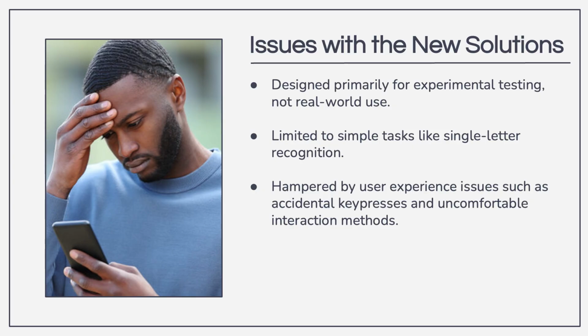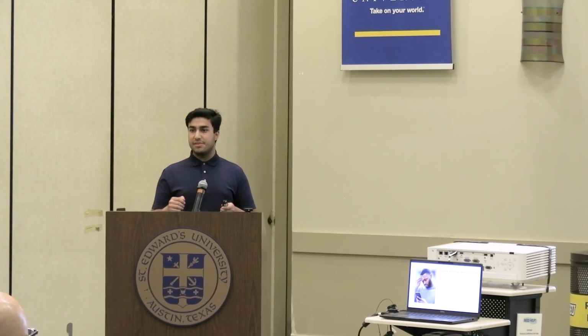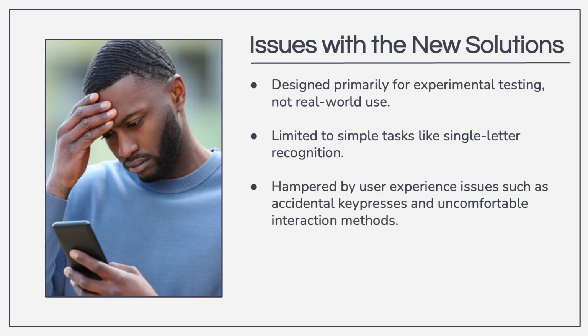However, while these solutions do in fact work, they suffer a significant limitation. They were designed primarily for experimental evaluation. The apps were entirely based on simple tests and simple tasks like single letter recognition, but in the real world, visually impaired users would want more than just to read single, isolated, and random letters. That is not useful at all to the target population.